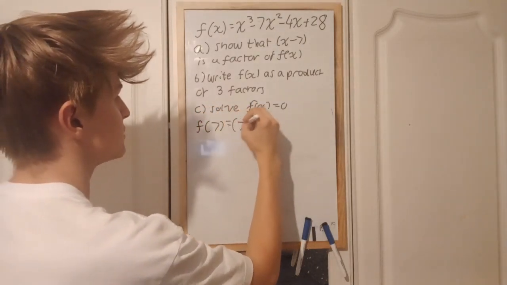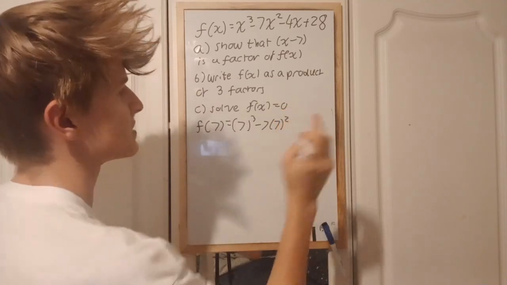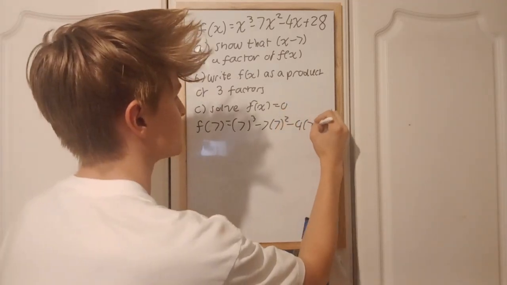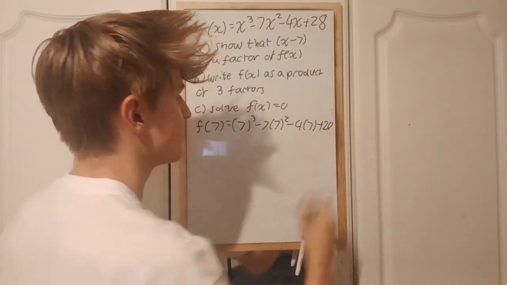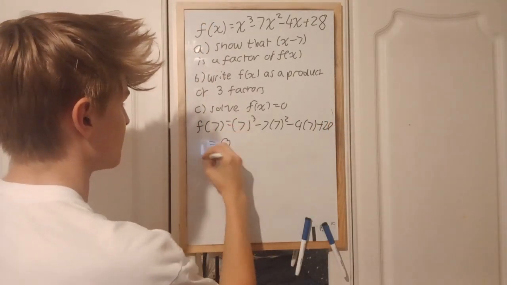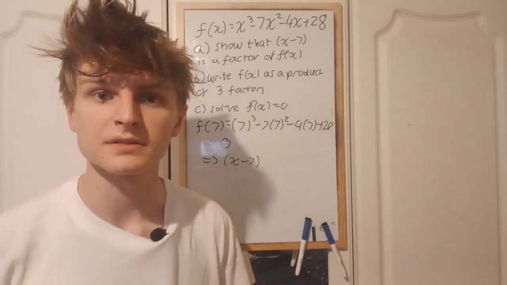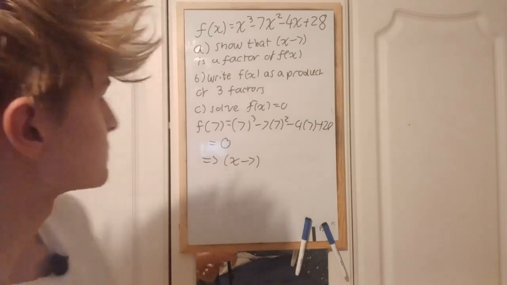That's going to be 7 cubed minus 7 times 7 squared minus 4 times 7 plus 28. And then you can chuck that through your calculator. You'll wind up with 0. And from that you can conclude that x minus 7 is indeed a factor of your cubic polynomial. Okay, boom. What's the next part?